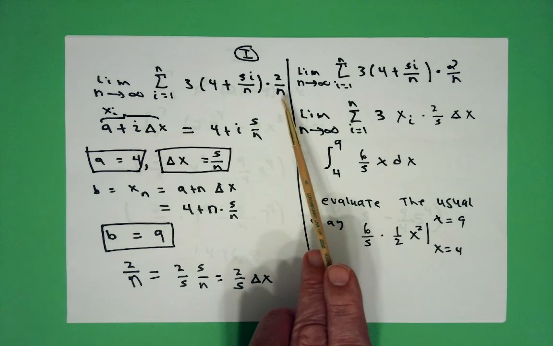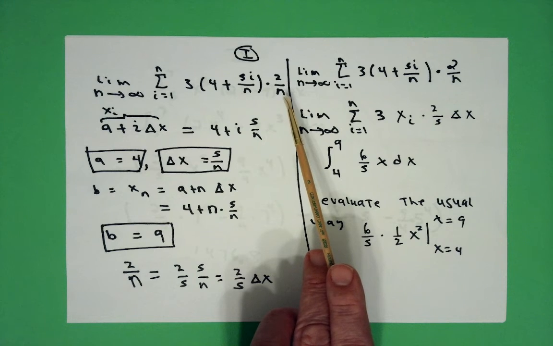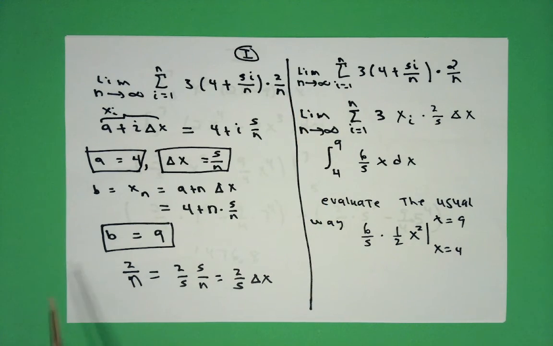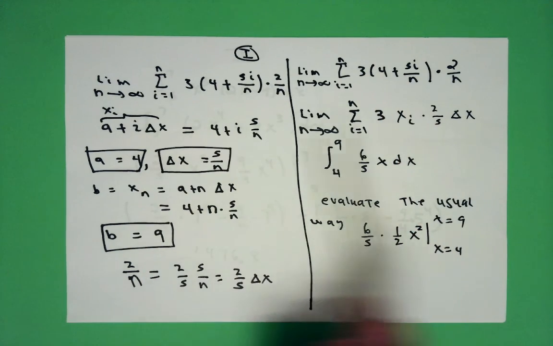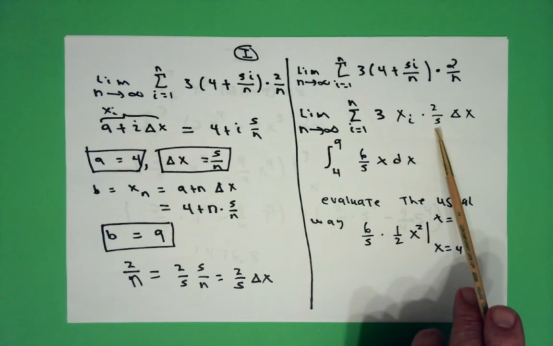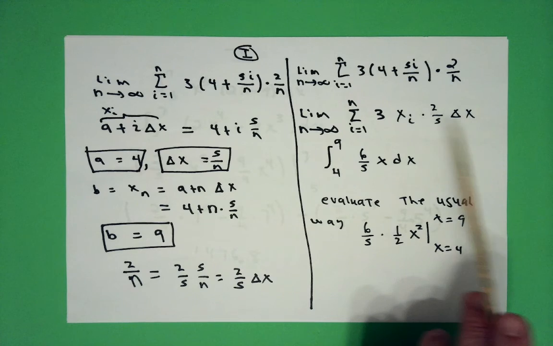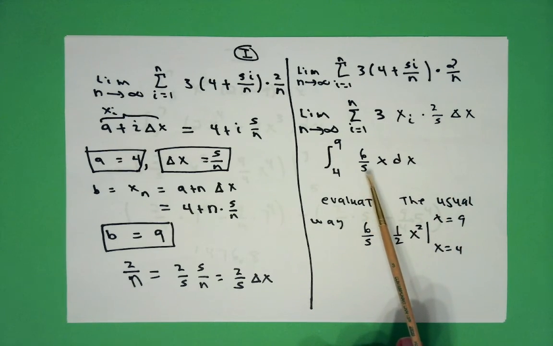At the end of the product in the sum, we have a 2 over n. Delta x, though, is 5 over n. That's no problem. 2 over n is 2/5 times 5 over n. That factor of 2 over n is just 2/5 times delta x. So when I write down the limit of the sum, I'll think of this as being 3 times x sub i times 2/5 times delta x. 3 times 2/5 is 6/5.